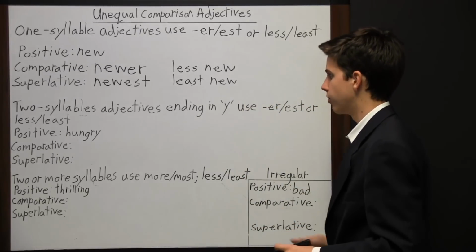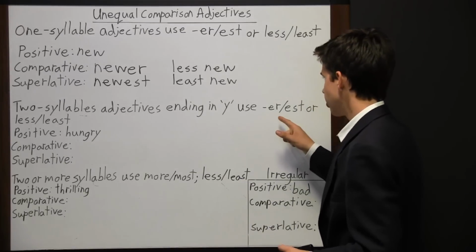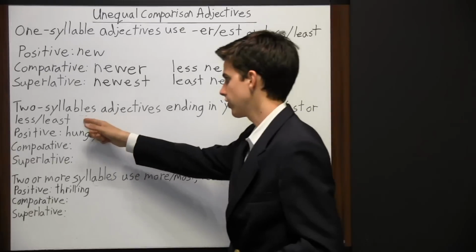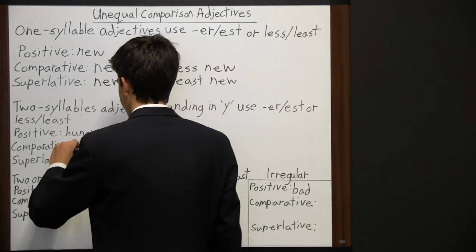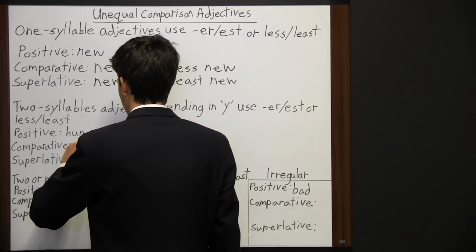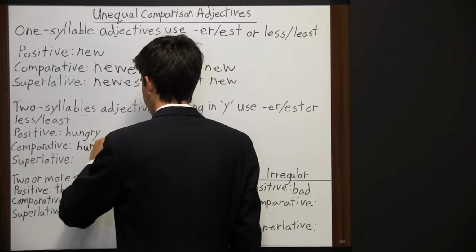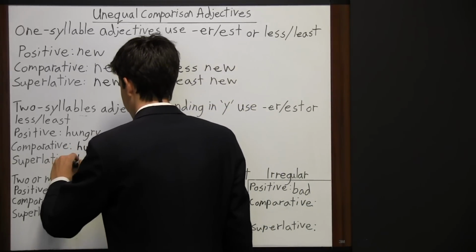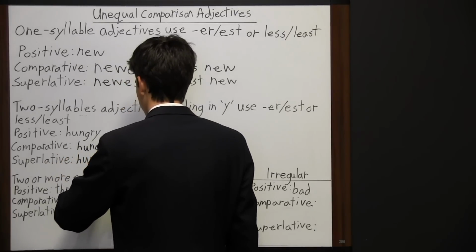Now, if you have a two-syllable adjective ending in y, you use the suffix er or est, or you use the words less or least. So say you have the word hungry, you're going to drop the y and change it to i and add er. So change the y to i and add er, so you get hungrier. It's similar with the superlative form. You change the y to i and add est, so you have hungriest.